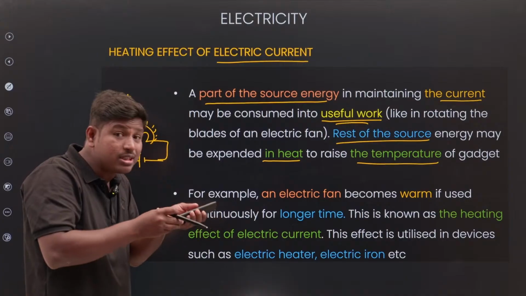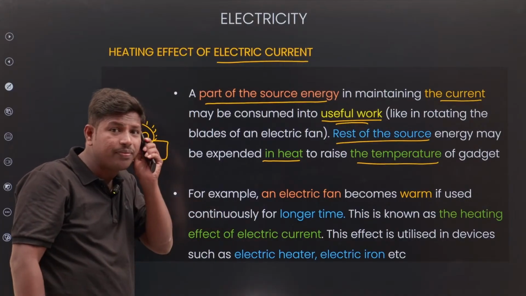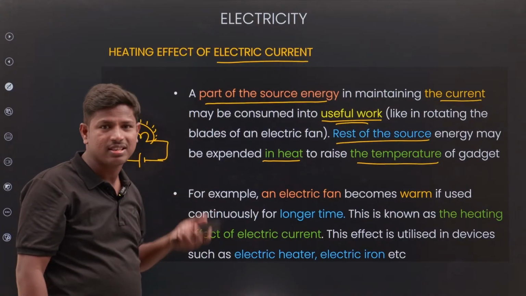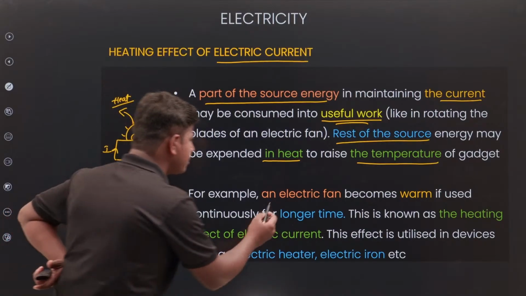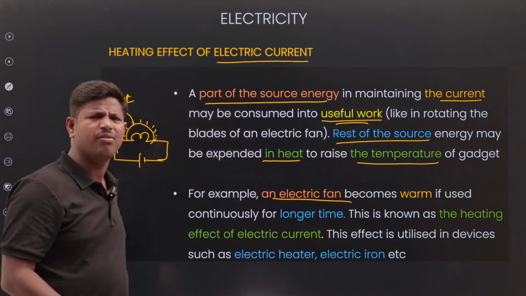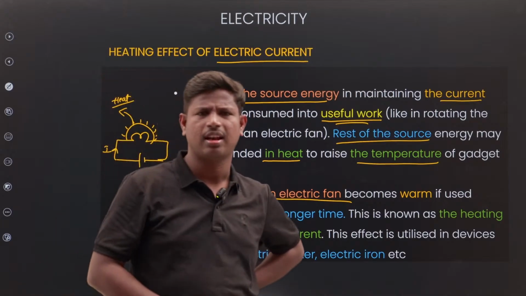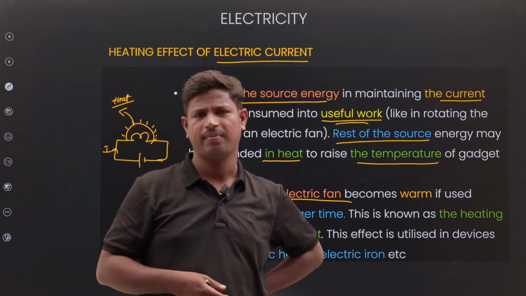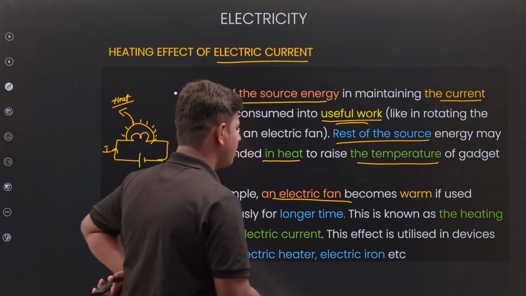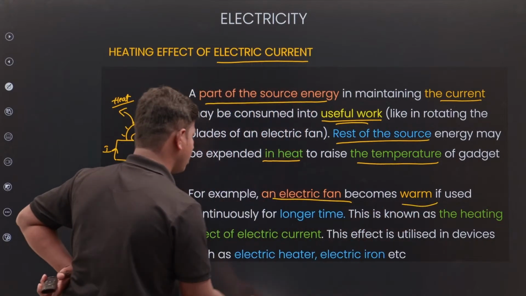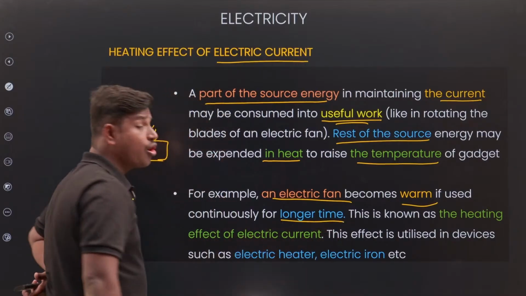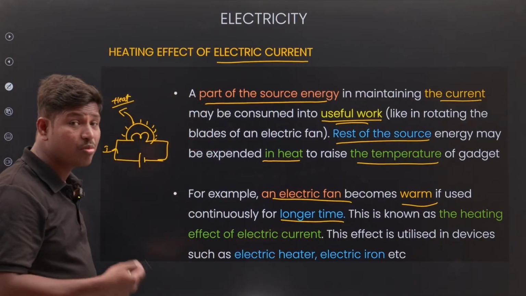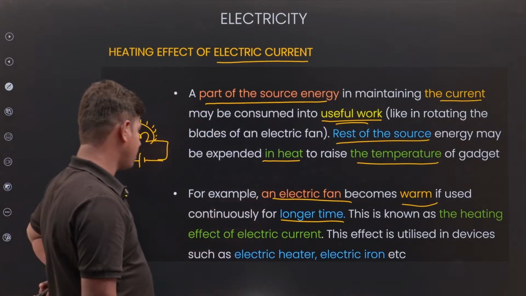If I am using a mobile phone continuously, the temperature rises. For example, an electrical fan in daily life, we experience that. All the electronic devices we use in daily life produce heat and warmth continuously for a long time. If it runs continuously for a long time, what happens? It produces more heat.